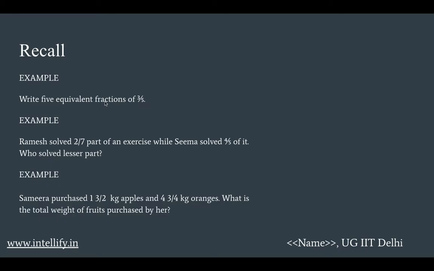For the examples, let me tell you what a proper fraction is and what an improper fraction is. A proper fraction is something that represents a part of the whole, like 1 by 4, or you can say 3 by 7, or you can say 5 by 7. These are the examples of proper fractions.